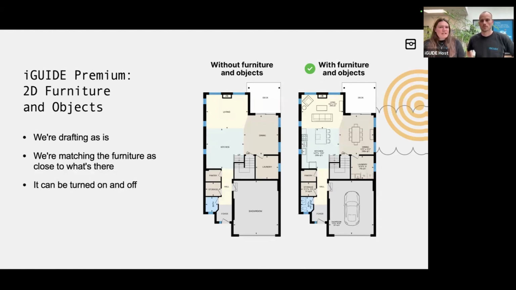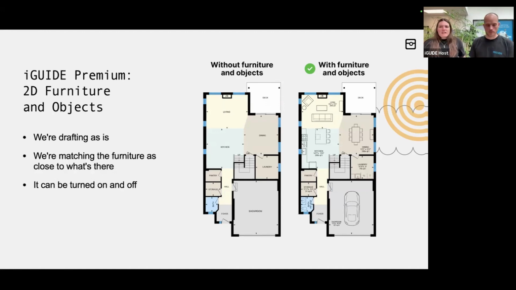Another key point to emphasize is we're matching the furniture as close as possible to what's there. I've seen recently there's a trend of circular chairs in living rooms. They look very cozy and comfy, but we don't currently have that icon to be drafted. So that chair would be represented very similarly to what you're seeing on the screen right now. It's an example of where we're trying to show it as true to form as we can, but there might be some that aren't exactly how it appears.